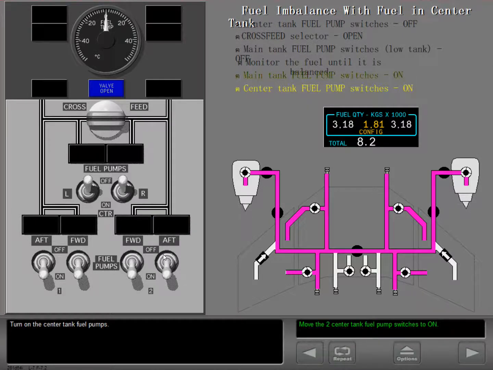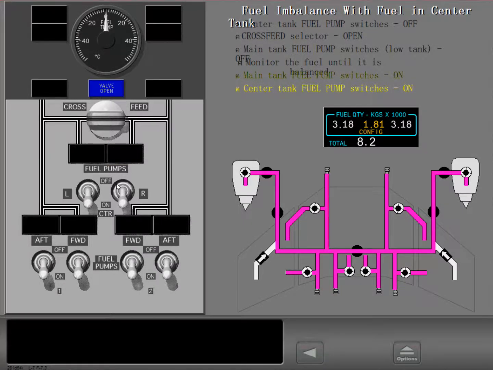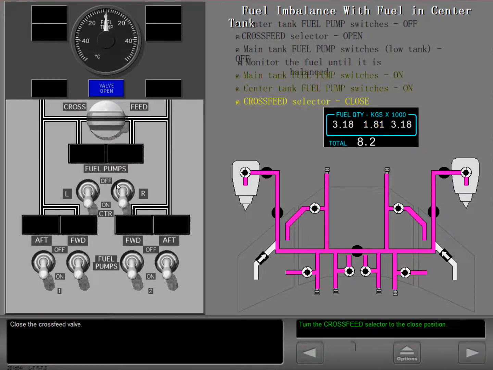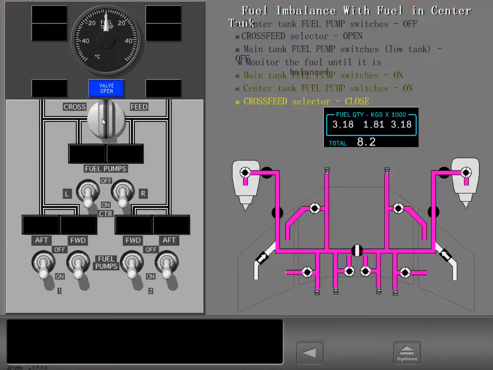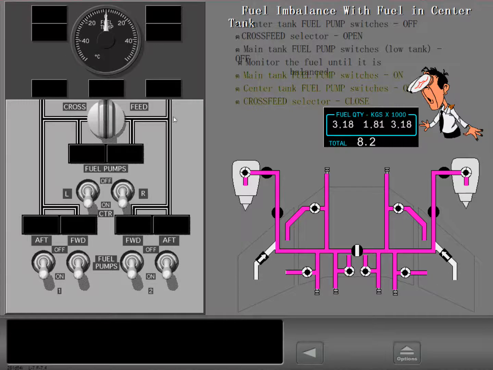Turn on the center tank fuel pumps. Close the cross-feed valve. Continue to monitor the fuel quantity indicators and keep the fuel balanced.